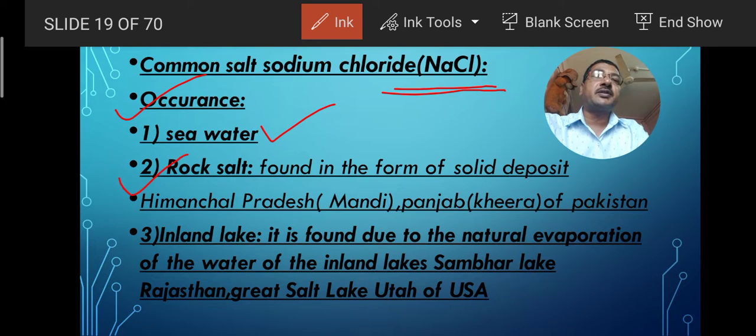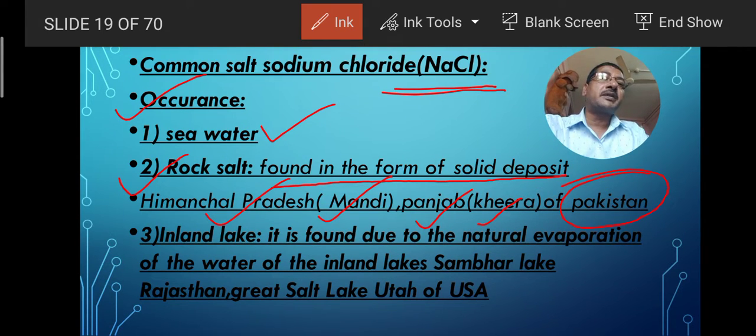Second, it is obtained in the form of rock salt, found as solid deposits. Especially it is found in Himachal Pradesh, at a place known as Mandi. All are familiar with this place. There also we can get it in the form of rock salt. In Punjab, there is a place Khera. It is at present found in Pakistan, not in our country. Earlier it was in India, so it is mentioned here.